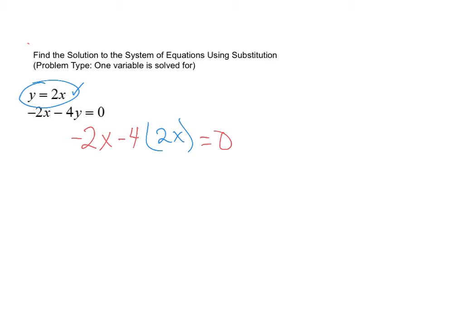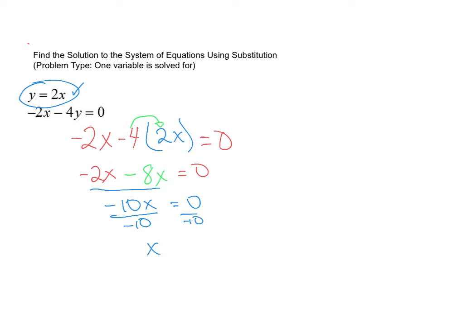Now we would use our order of operations to simplify. So -4 times a +2 is going to give me -8. And then x comes along for the ride. Bring down everything we haven't used. I will combine like terms. Divide by -10. X will equal 0. Once you have x equal to a number, your last step is to find the value of y.